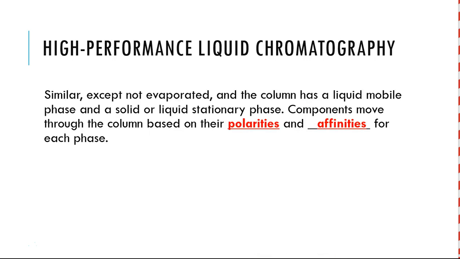High-performance liquid chromatography is pretty similar to gas chromatography, except we're not evaporating it because it's in the liquid phase. And the column has a liquid mobile phase instead of a carrier gas, and a solid or liquid stationary phase. So the components just move through the column based on their polarities and their affinities for each phase. So whether they're more attracted to the liquid in the mobile phase or whether they're more attracted to the solid or liquid in the stationary phase.